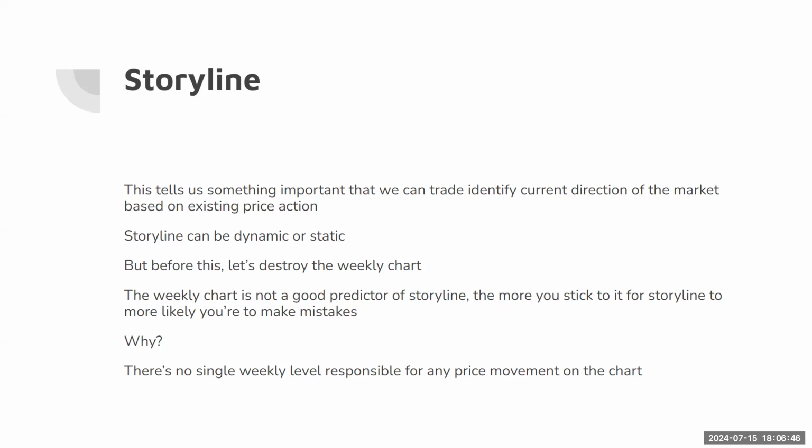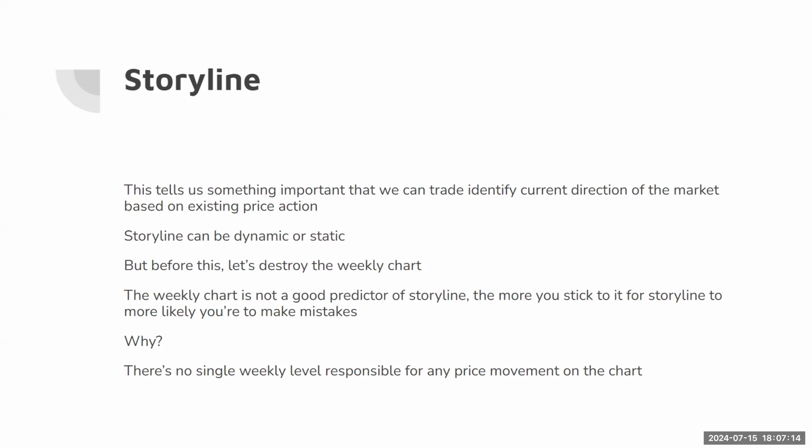But before this, let's destroy something about the weekly chart. Now, the weekly chart is not a good predictor of storyline. The more you stick to it for storyline, the more likely you are to make mistakes. Why? Because this is just for gold, right? Gold is a market that is used to hedge against inflation. So gold is always buying, always buying. Gold's price from the 90s, from the 80s, from the 70s, always buying, right?